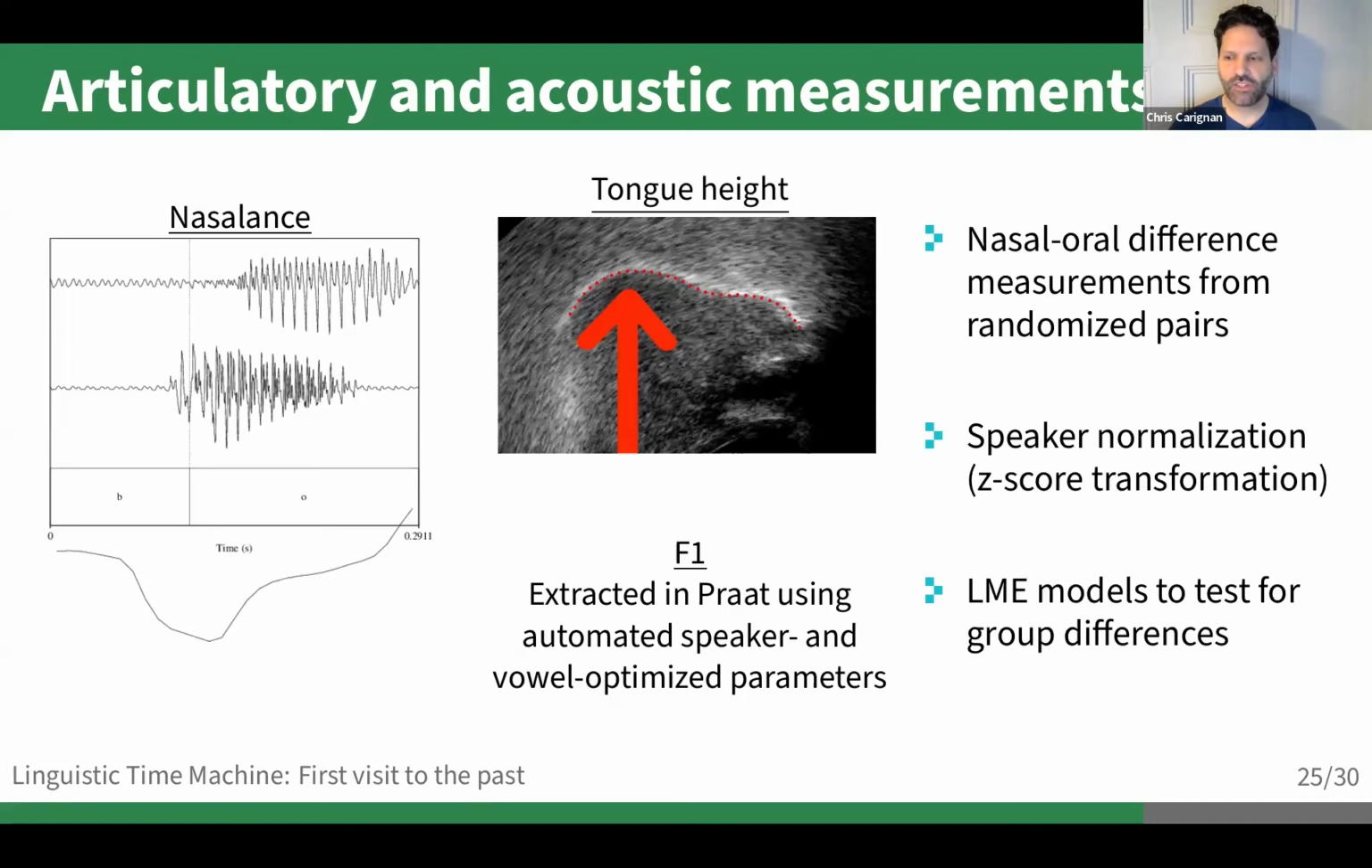And then the key thing here is the difference in all of these measurements between randomly selected oral and nasal pairs, right? And then I normalized those by speaker, and then built linear mixed effects models to test for group differences. So in other words, the measure that goes into this is the difference between oral and nasal, and is that difference different between the French speakers and the English imitators?